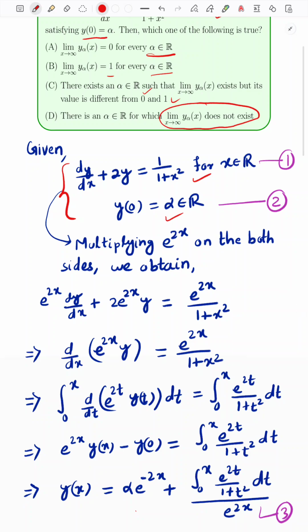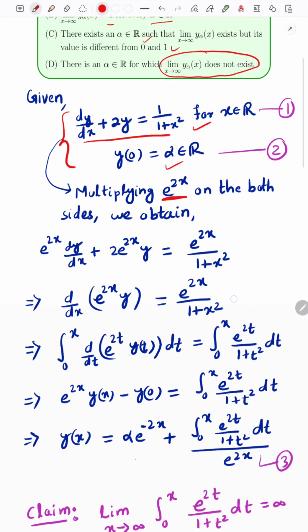Okay, clearly this equation 1 is a first order differential equation and it is a linear differential equation, and the integrating factor of this differential equation is e to the power 2x. So we multiply the e to the power 2x on both sides. Okay, then we will reach this equation. Then in the left hand side this expression is nothing but this one.